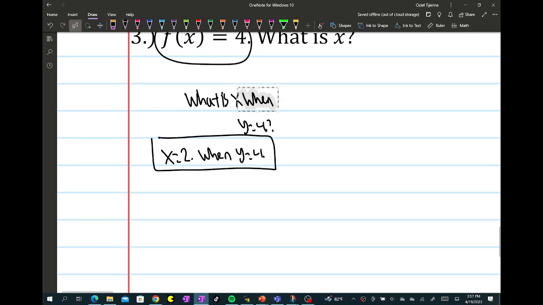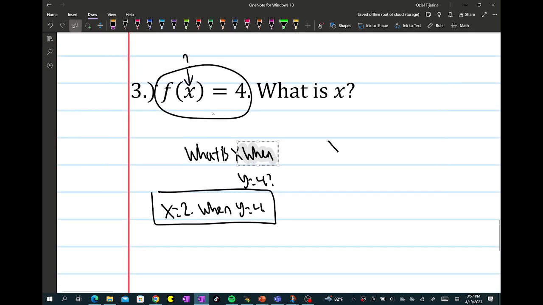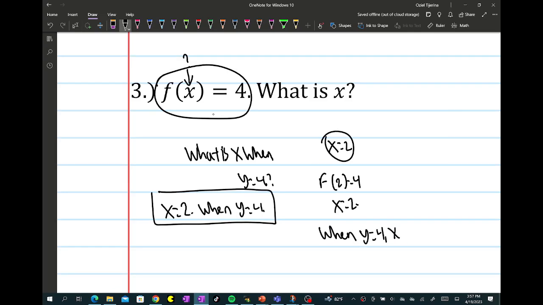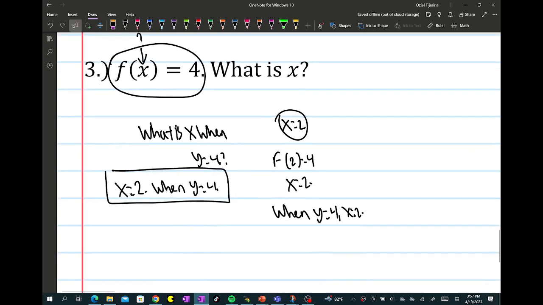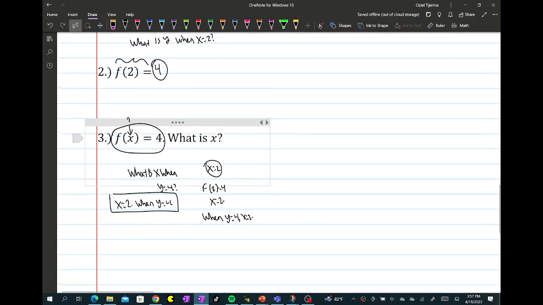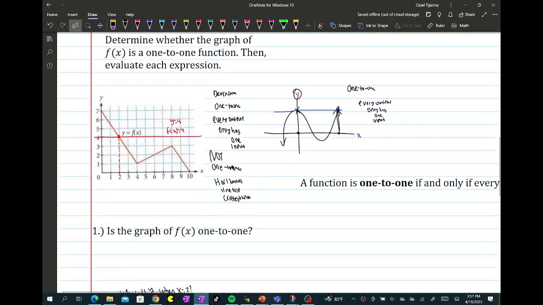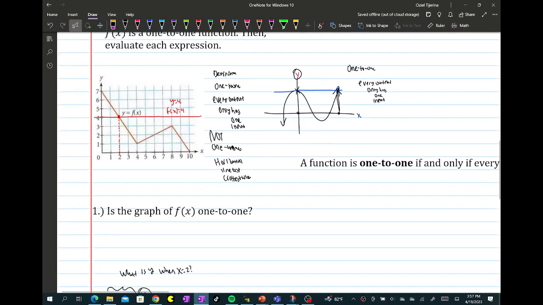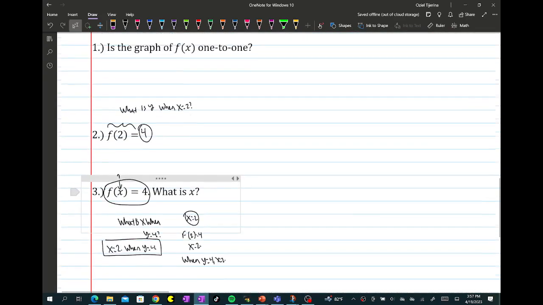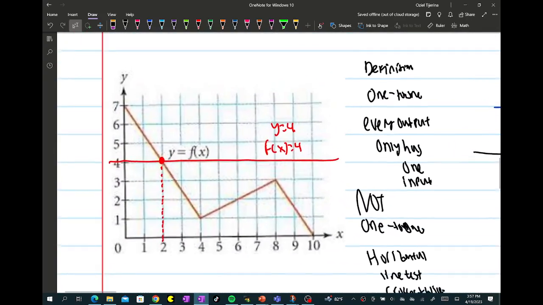You can say this many ways. You can say f of 2 is equal to 4, so x equals 2, or you can say when y equals 4, x equals 2. They just want to know what x is for this. So that is a brief presentation of a few problems that involve one-to-one functions, as well as evaluating a function from a graph.